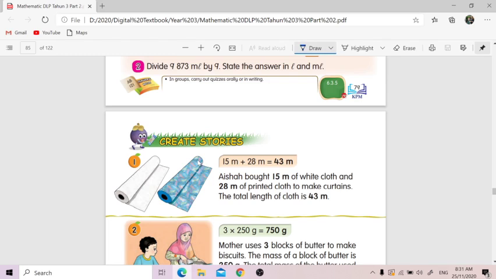So when you look at a picture, you want to ask a question to yourself: what is this about? Maybe you can guess a bit. So it's about length, right? Because normally we use cloth to sew clothes, or curtains, or blankets, or bed sheets. So yes, it is about length. Normally if it is cloth, we will touch on length.